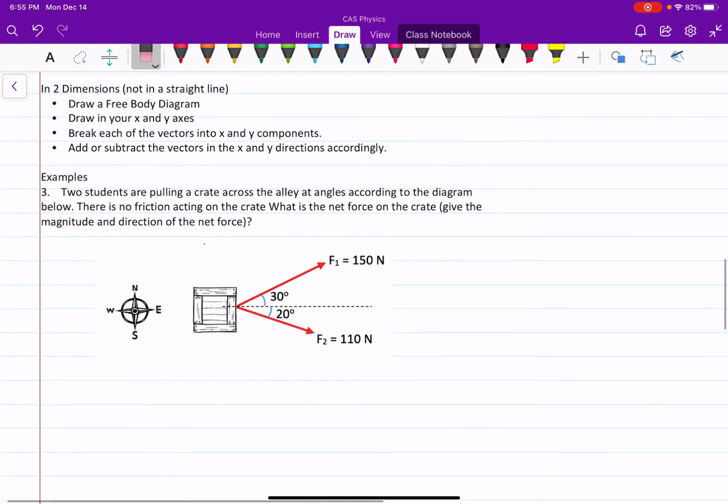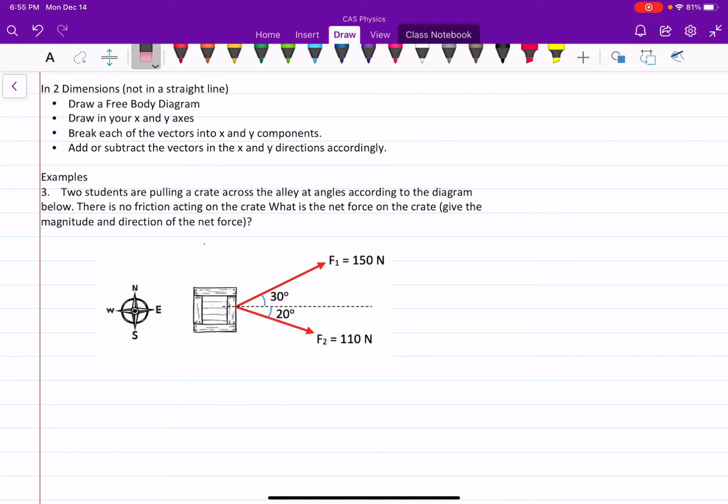All right, so the next type of problems involve two dimensions. In this case, the forces are not all along a straight line. They have different angles to them. The method is the same. You're drawing your free body diagram, but now you want to draw in your x and y axis, and break each of the vectors into their x and y components. Then, just like we did with position vectors, you would add or subtract the vectors in the x and y directions and get their sum.